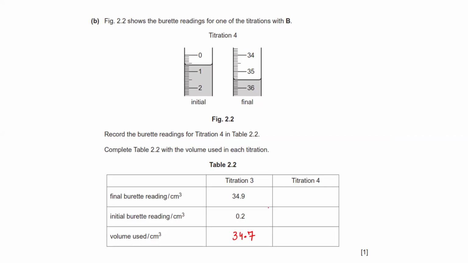34.7. Then record these values. So this is 35.5 and this is 0.6. So this comes out to be 34.9.